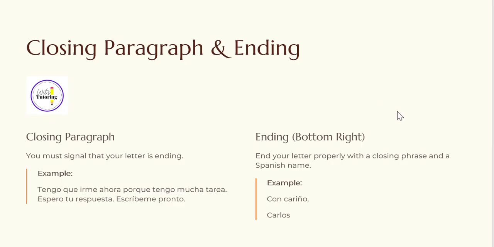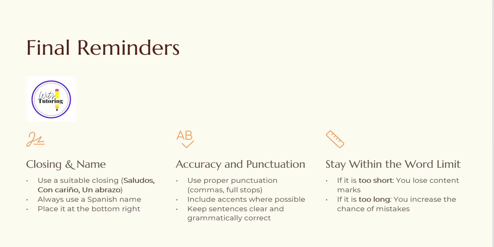So you can add a closing phrase like con cariño, so with care, Carlos. Remember to also sign off using a Spanish name. It's best to not use your real name. You could also say con abrazos, so with hugs. Some final reminders. Remember to use suitable closings for your letter. So, con cariño, un abrazo, and always use a Spanish name and to always place it at the bottom right. So remember, not bottom left, bottom right.